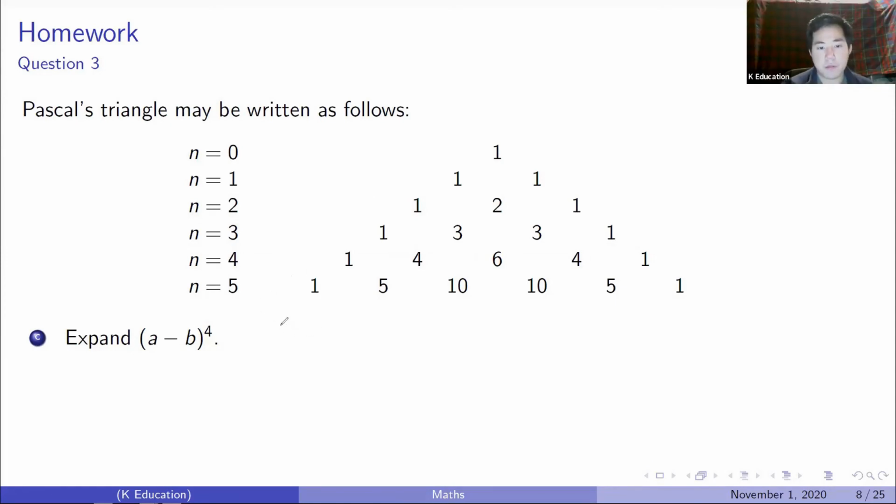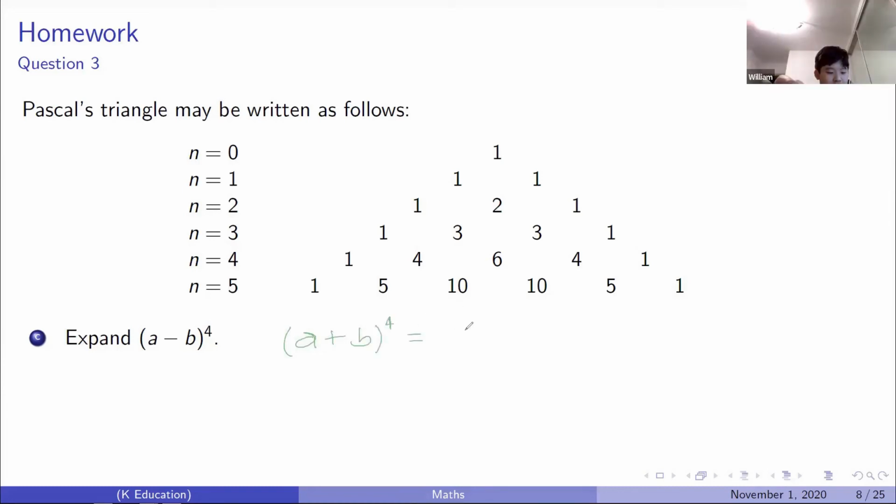So first, let's expand (a + b) to the power of 4. Can you tell me what is the expansion here? It's a to the power of 4 minus 4a cubed. No, I mean just for a plus b. A plus b.